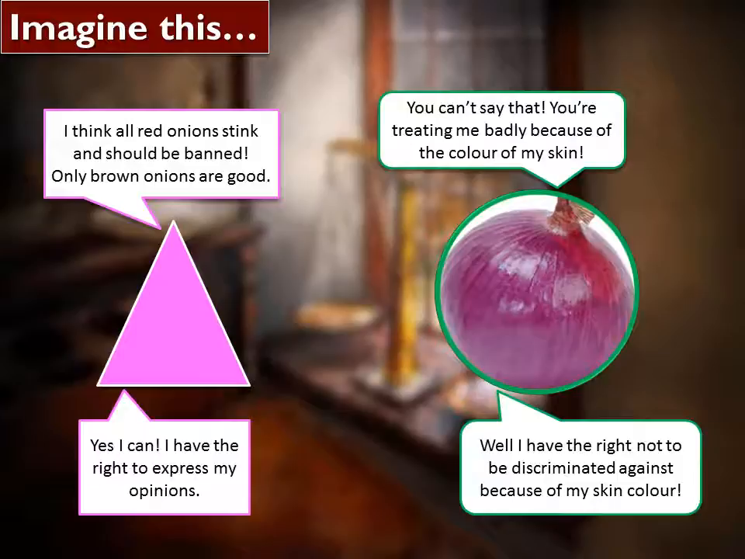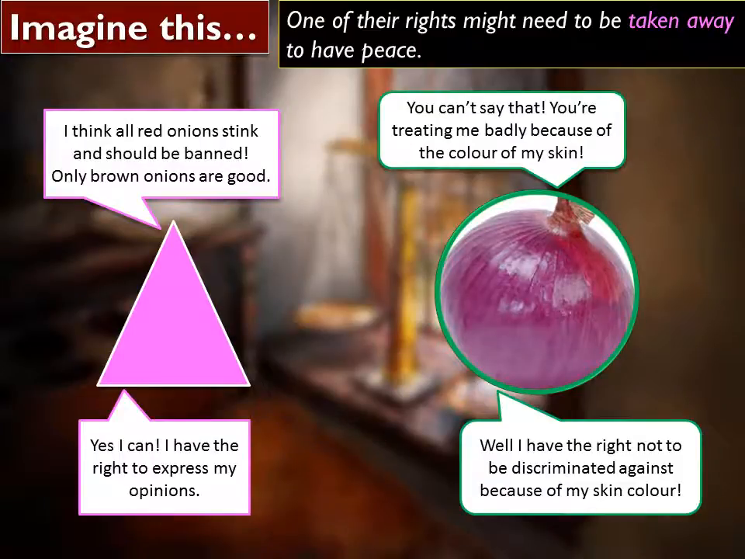Now, here you have a situation where you have two different viewpoints. There are two different rights which both of them have, so technically both of them are right. But because it's causing a conflict, these rights need to be balanced. We need to, in order to keep the peace, judge, is it okay for both of them, just in this case, to have both of these rights? Or does one of their rights need to be taken away so that you can keep the peace?